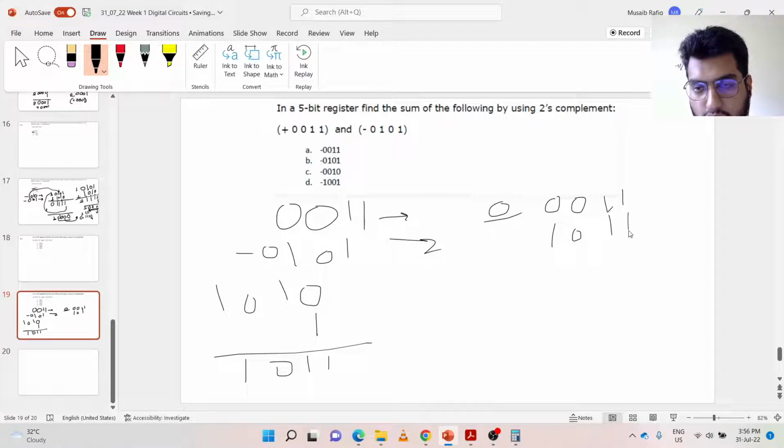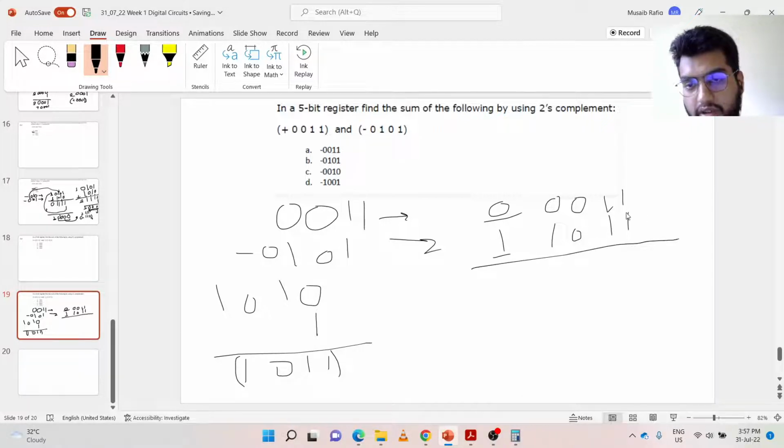So I'll repeat this 2's complement here. We have this number 0, 1, 0, 1. I first find the 1's complement, that is 1, 0, 1, 0. Once I have found the 1's complement, I add 1 to the LSB. So I get the 2's complement. This is a way of finding the 2's complement. And since it was a negative number, I'll add the sign bit here. Now I'll just add them up.